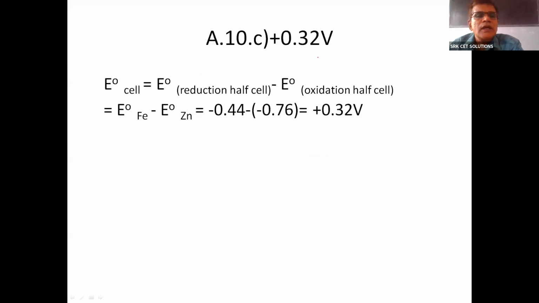Look at this. E naught reduction half cell is iron. E naught oxidation half cell is zinc. So the difference gives plus 0.32 volts.